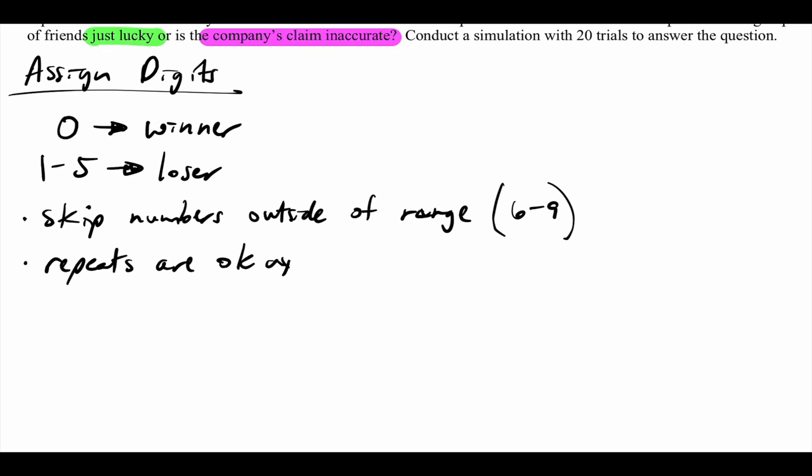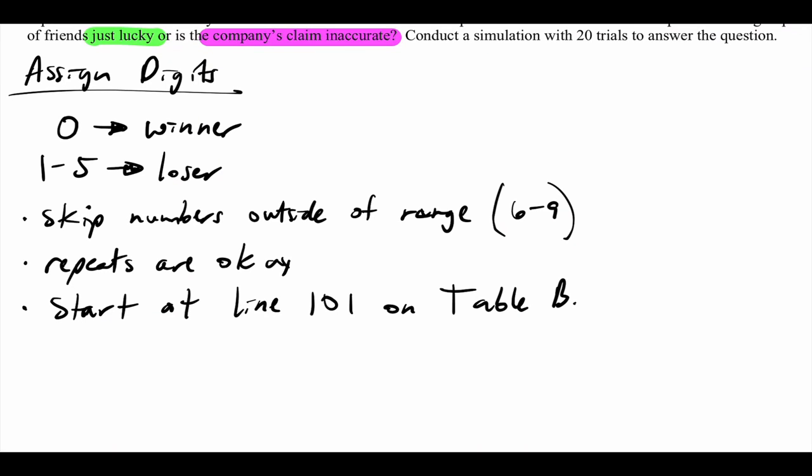That's assigning digits. So now I know what the game is, so that if you were to give this to someone, they would know exactly what to do. That's pretty obvious. Okay? I'm going to start at line 101 on the table, what is it called? Table B. Okay, start at the top.